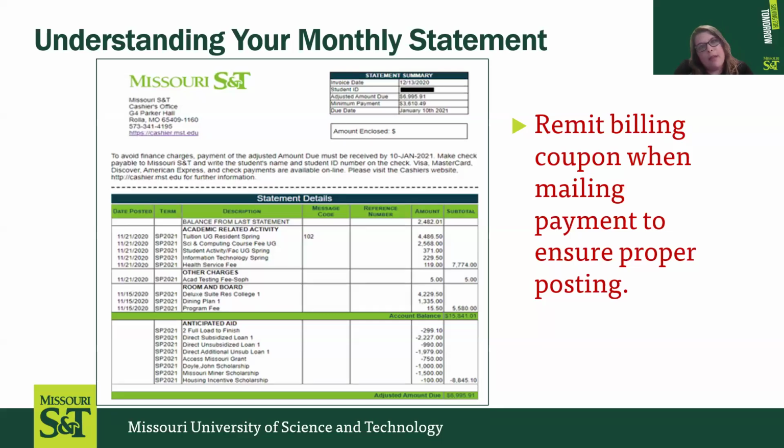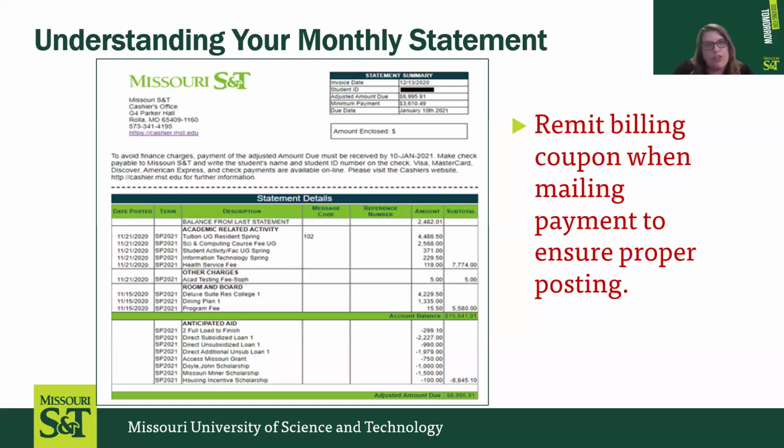This is an example of what you can expect to see on the billing statement. In the upper right-hand corner, it will provide the adjusted amount due, and it will also have the minimum payment option. This is the only area that you can view that minimum payment amount. So just be aware of that when you're going in to make that payment.